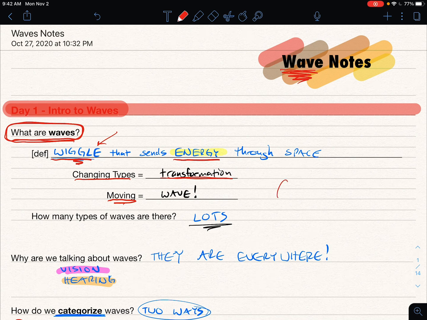So sometimes the vibration will move up and down like this. Sometimes it'll move left and right like that. Sometimes it'll even do some sort of circular thing. It's a repeated oscillatory, that's a fancy word for back and forth wiggle motion. There's a whole bunch of different types of waves out there. Lots is the technical term right there.